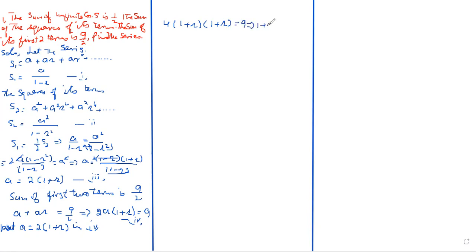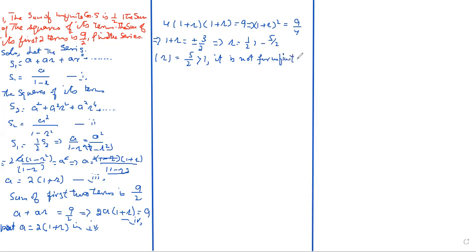Implies 1 plus R, the whole square, equals 9 over 4. Or this implies 1 plus R equals plus minus 3 over 2. Implies R equals two values, 1 over 2 and minus 5 over 2. Now the absolute value 5 over 2 is greater than 1, so it is not valid for an infinite geometric series. So we reject it. Therefore, R equals 1 over 2.